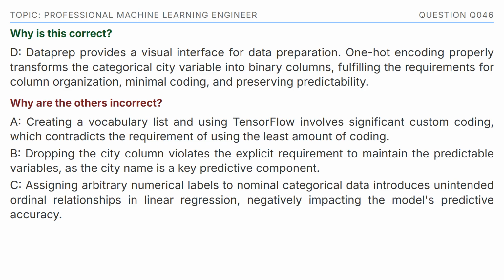Why are the others incorrect? A. Creating a vocabulary list and using TensorFlow involves significant custom coding, which contradicts the requirement of using the least amount of coding. B. Dropping the city column violates the explicit requirement to maintain the predictable variables, as the city name is a key predictive component. C. Assigning arbitrary numerical labels to nominal categorical data introduces unintended ordinal relationships in linear regression, negatively impacting the model's predictive accuracy.